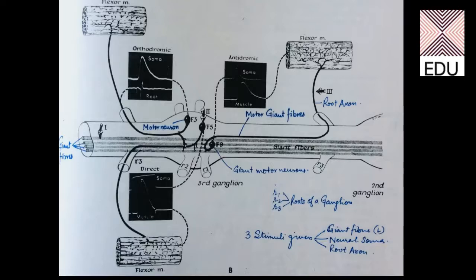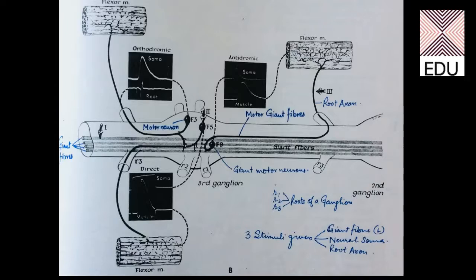Now, if you take the second case, it is on the third ganglion itself. Here the second stimulus is given at the level of the F5 motor neuron. This is given directly into the body, or the soma, of the motor neuron F5.